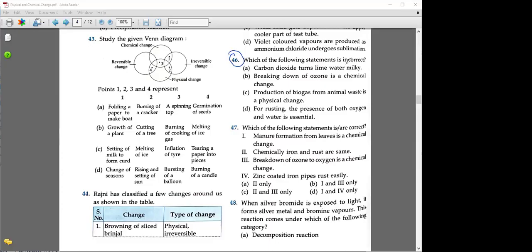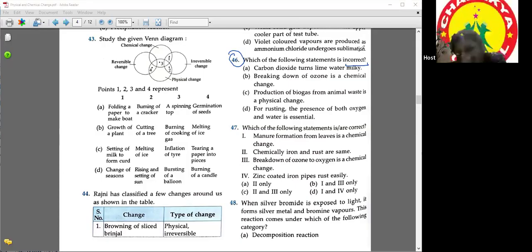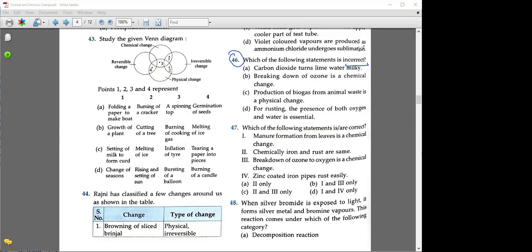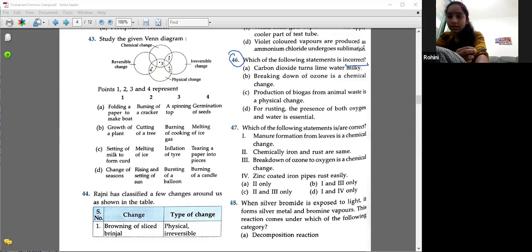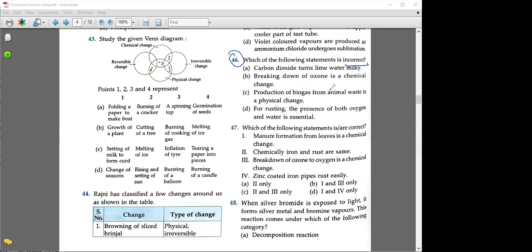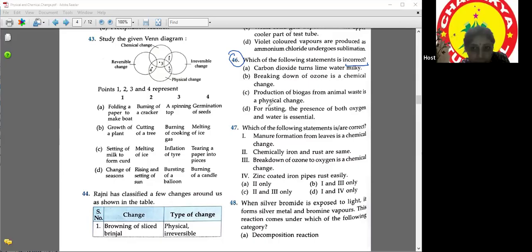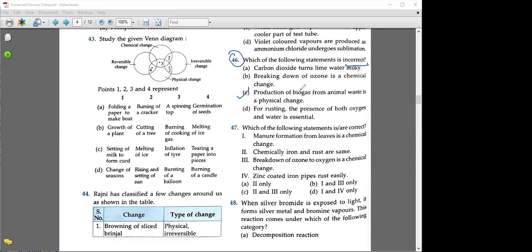Question 46 now. Which of the following statements is incorrect? Ma'am, is it C? Option C: reduction of biomass from animal waste is a physical change. Okay, because yes, it is a chemical change. Ma'am, can you just scroll up once?